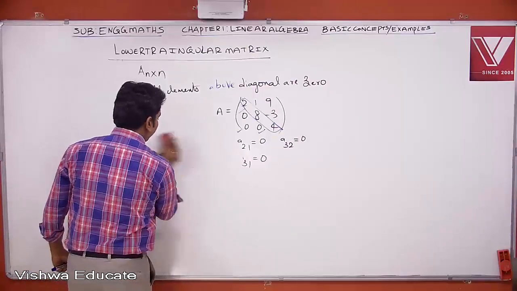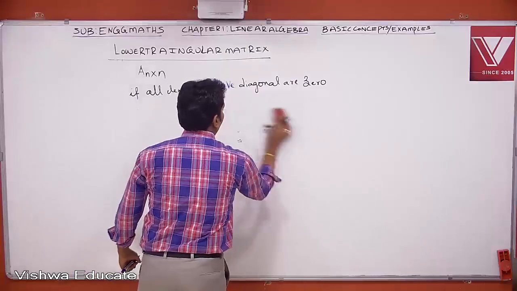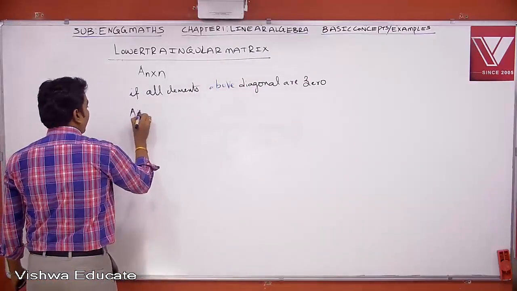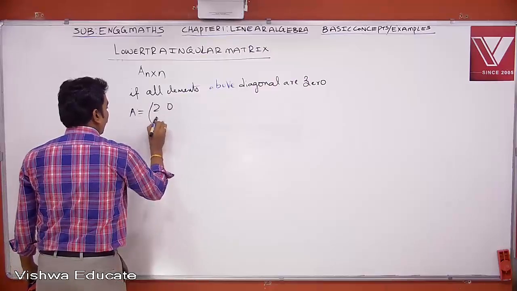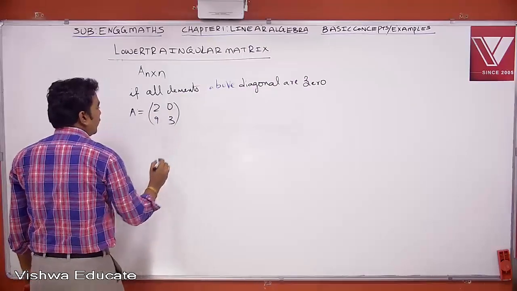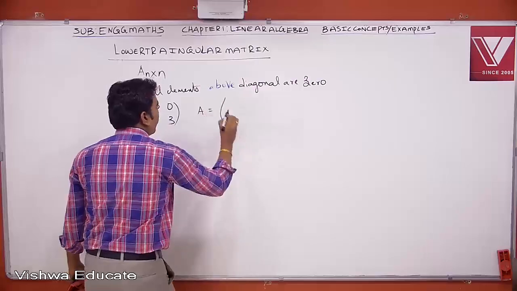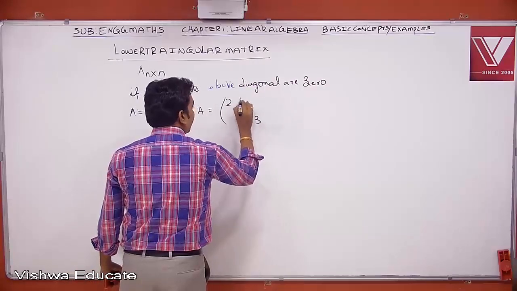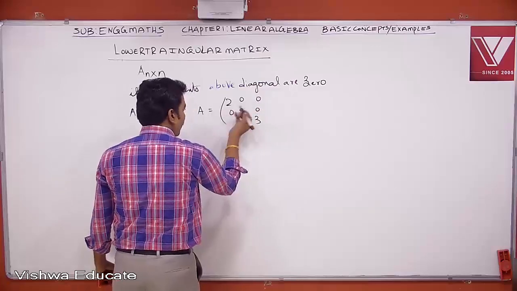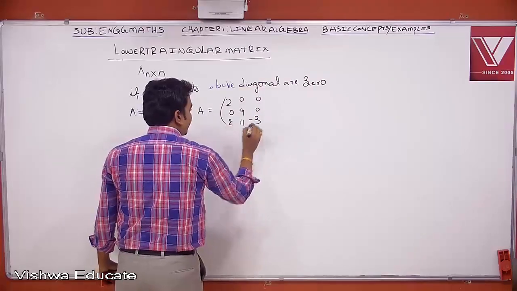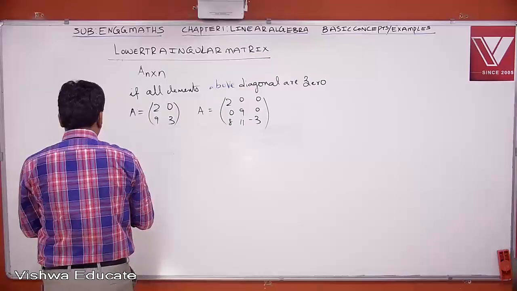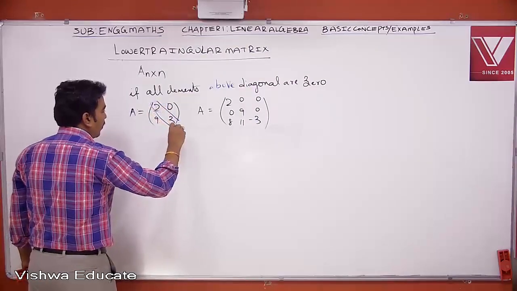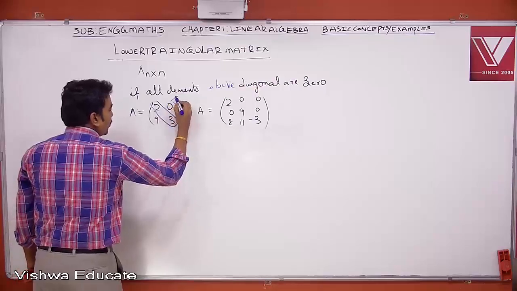Now let us have some examples. We start with the 2 by 2 example. A equal to 2, 0, 9, 3. Next, A equal to 2, 9, minus 3, 0, 0, 0. I can have 0 also here, no issues. 8, for example, 11. Now in this case, my diagonal elements are 2, 3. Now elements above the diagonal are 0.